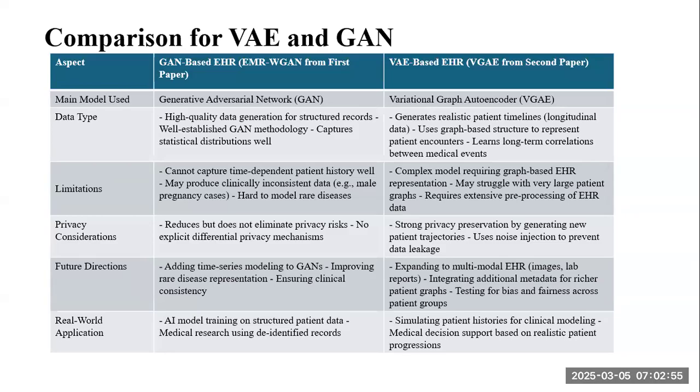And for future directions, for GAN, we can improve rare diseases and clinical consistency. In VAE, we have multimodal EHR, like images and reports, like how they are recovering. We can get the report, and integrate additional metadata for patient graphs, and test for fairness across the patient groups. And for real-world application, AI model training on structured patient data in GAN, and medical research using de-identified records. In VAE, we have patient histories for clinical modeling, and this medical decision support gives realistic patient progressions.